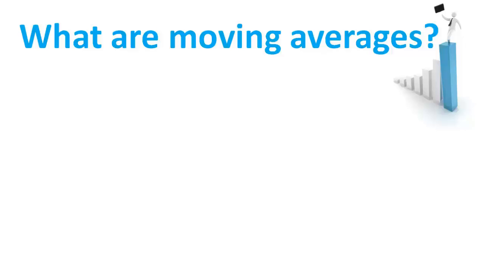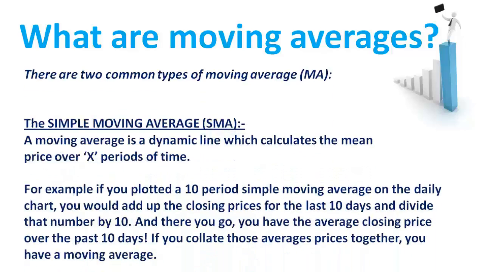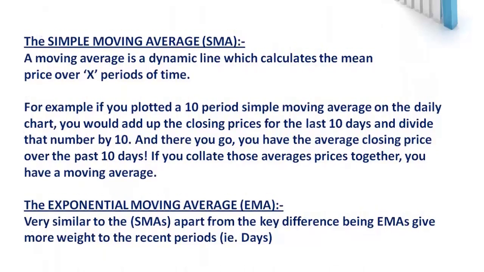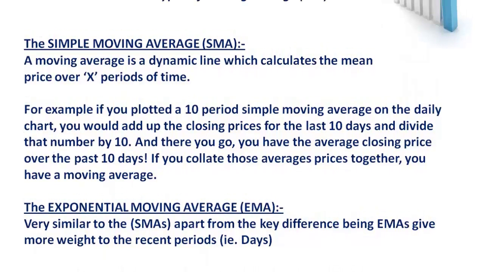But what are moving averages? Here is the true definition. There are two common types of moving averages which we use: the simple moving average, also known as the SMA, and the exponential moving average, or EMA. Now, we're slightly more tilted towards the exponential moving average because the trajectory of the curve is slightly more favored with regards to the most recent price action.